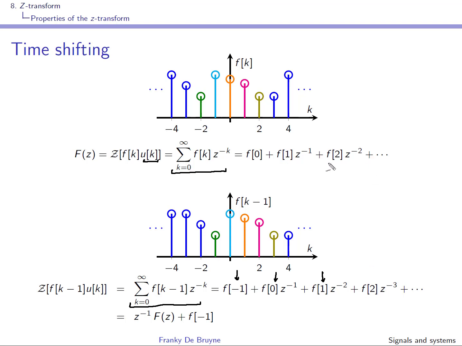What you can now do is compare what you see over here and what you see over here. And you can observe that if you multiply, remember that this is F(z), right? If you multiply F(z) by z^(-1), you will have all the terms that you have to the right of this one. So this is z^(-1) F(z), and what you have to add is f of minus 1. You can use this same trick if you shift the sequence by 2 to the right.